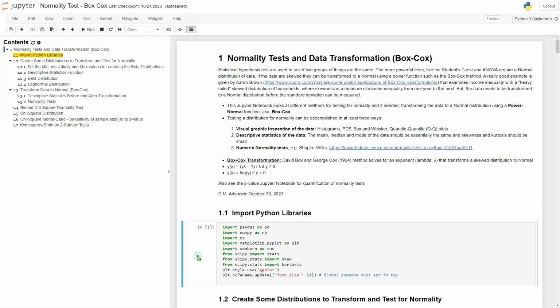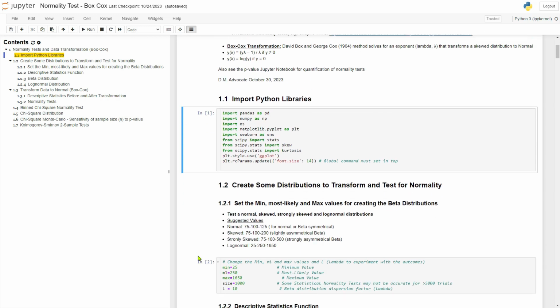In the first cell, we import the libraries we'll need for doing the Python analyses. Then we'll create some distributions to test for normality. I suggest using these values for a min, most likely, or mode, and max value to create these distributions for normal, skewed and strongly skewed, and log normal.